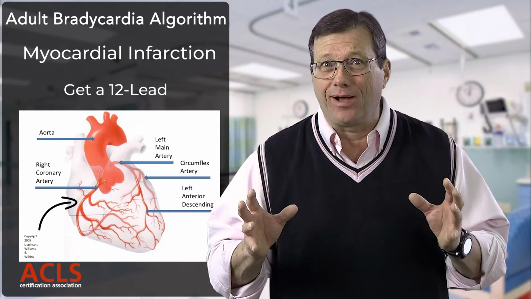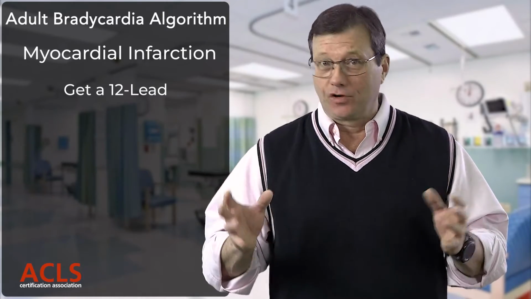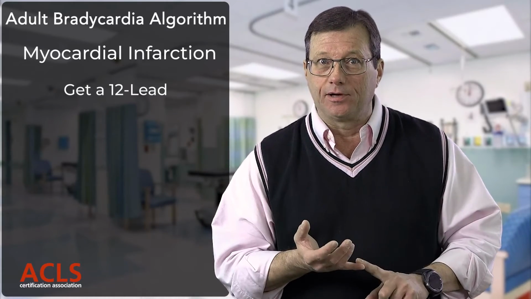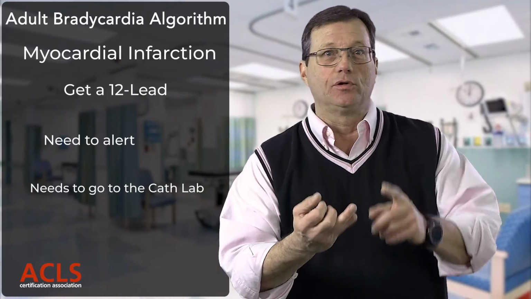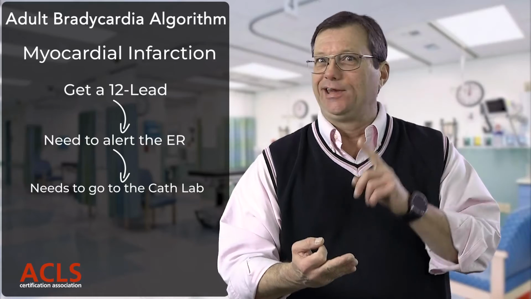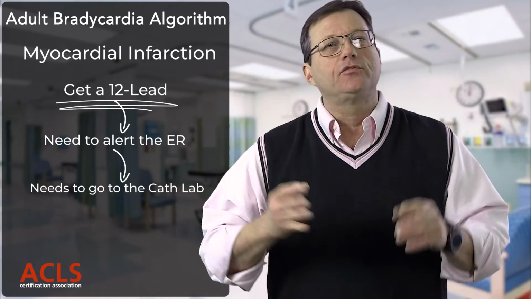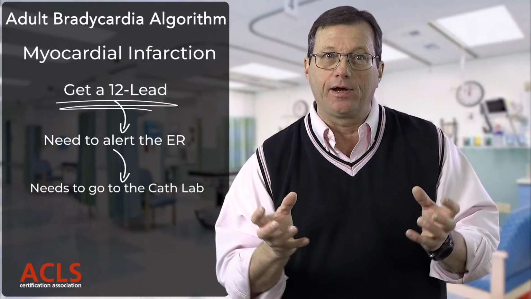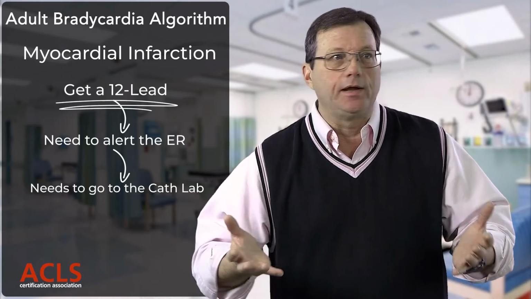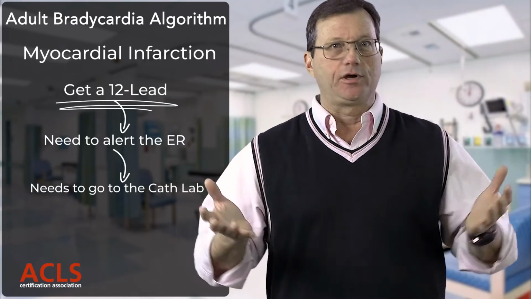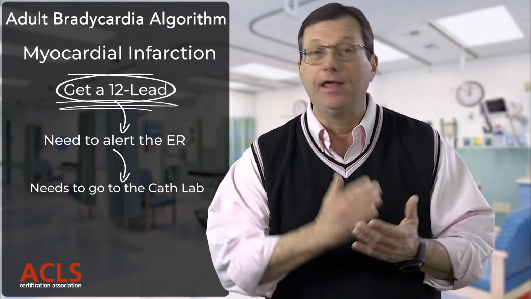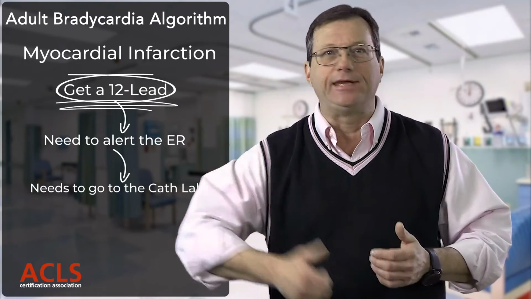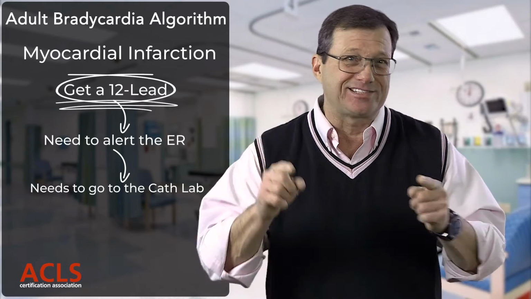Now, here's the rub. You can't fix that. Sure, we can give them atropine and get their rate up a little bit, but this patient needs to go to the Cath lab, which means we need to alert the ER quickly, which means we need to get that 12-lead right away. So if the patient is symptomatic, bradycardic, you gave them atropine, it brought their rate up, they recovered a little bit, get a 12-lead. Make sure this patient's not having an MI. If they are, get the ball rolling, get that patient to the Cath lab, because that's where the fix is.